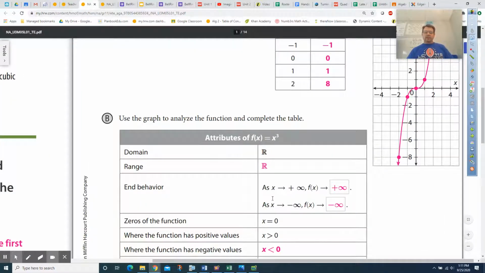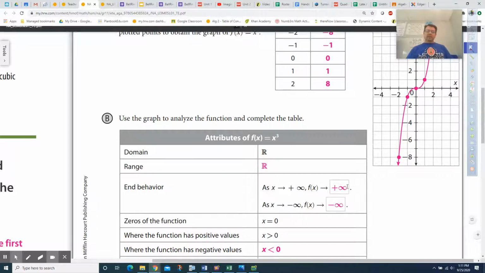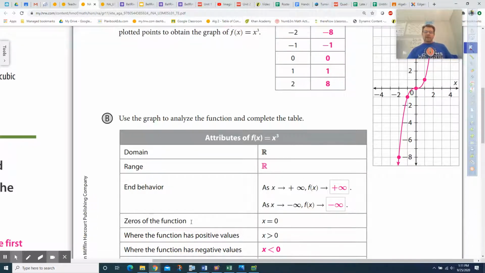All right. And then as x approaches, so what is that saying? As you go to the right, y is going to go up. So as we go to the right, it's going up. And then the other says as x approaches negative infinity, y's are going down. So as you're going left, the y's are going to go down. Again, for the cubic parent function. The zeros are just x equals 0 because that's where it crosses the x-axis.